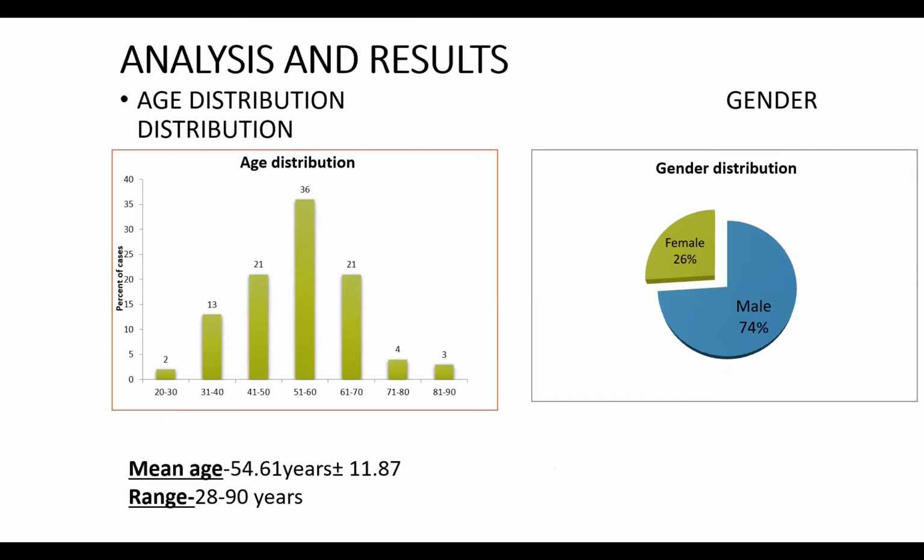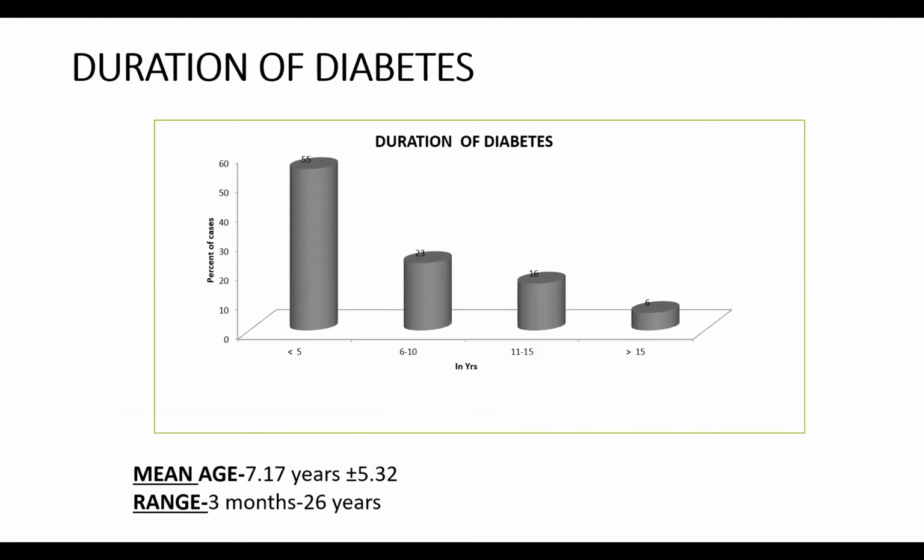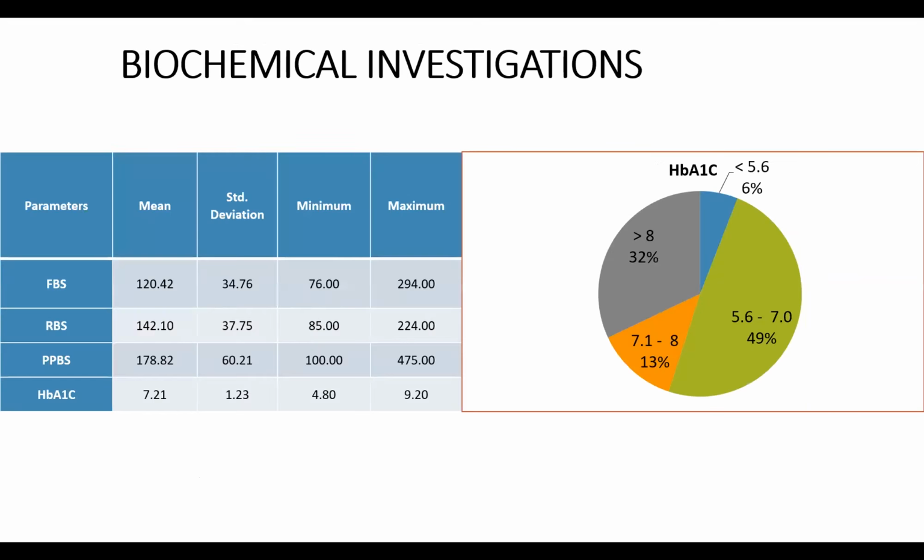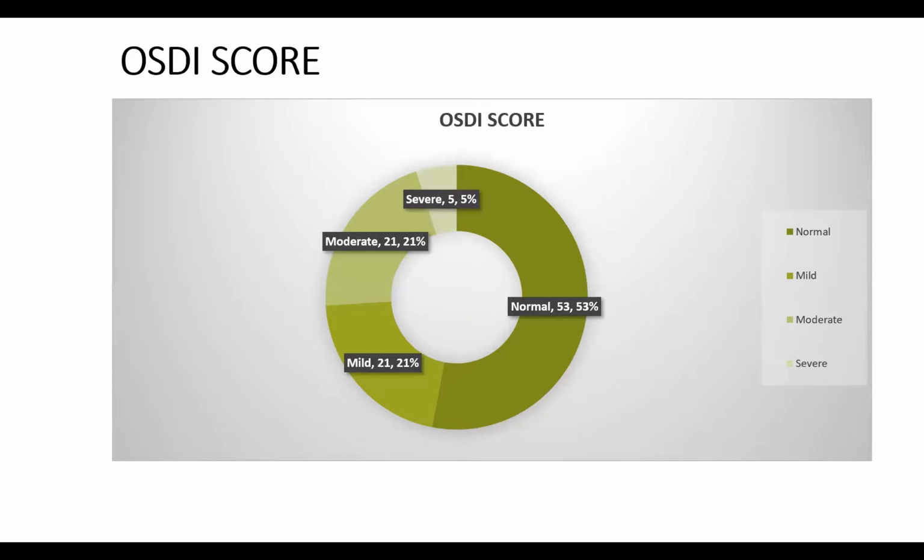Analysis and results. Age distribution: most of the patients were between the age group 51 to 60 years, and most of the patients were males. 74% were males. And duration of diabetes: mean duration was 7.17 years, with most of the patients having duration of diabetes less than 5 years. And coming to biochemical investigations, most of the patients had an HbA1c level between 5.6 to 7%, followed by HbA1c level more than 8%. And OSDI score, around 21% of the patients had OSDI score between the mild and moderate range.